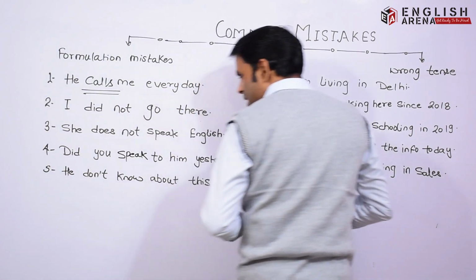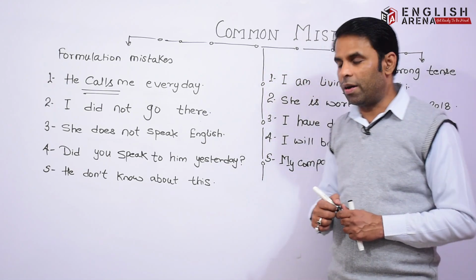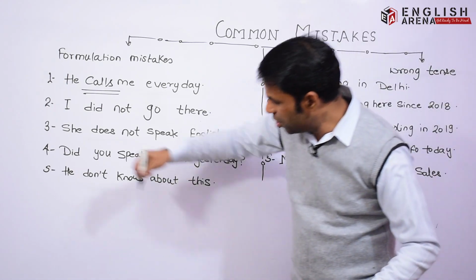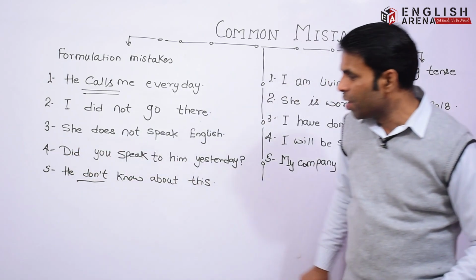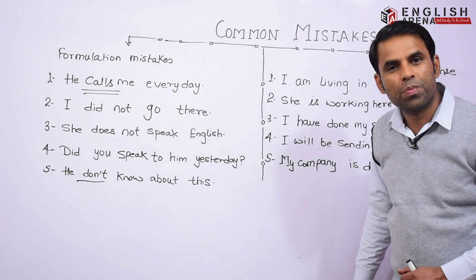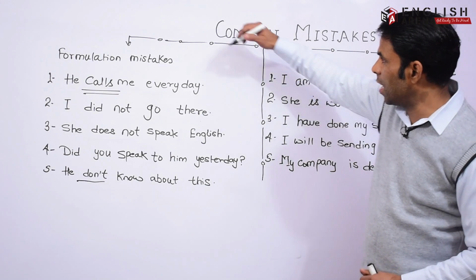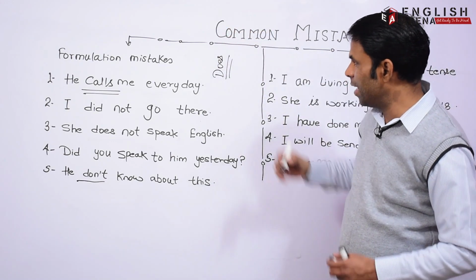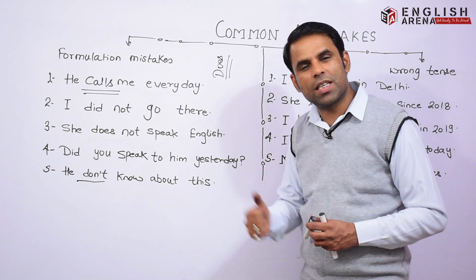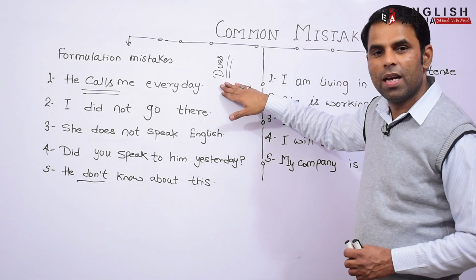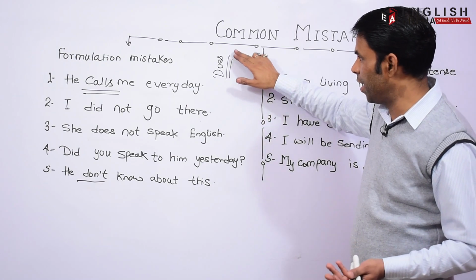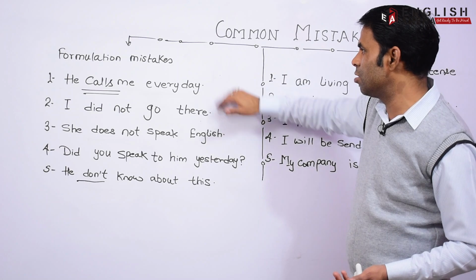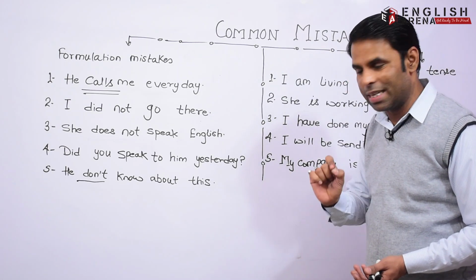Let's go for this one. It says that he don't know about this. He don't know about this. What is incorrect here? Guys, with he, she, it, or any name, we do not use do. We use does. So you say he does not, she does not, it does not, and John does not. So don't say he did not go there, say he does not go there.